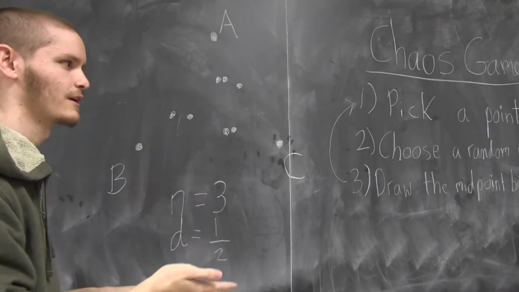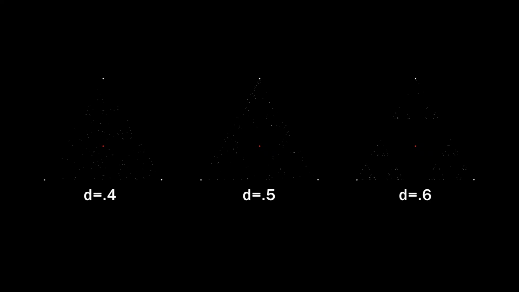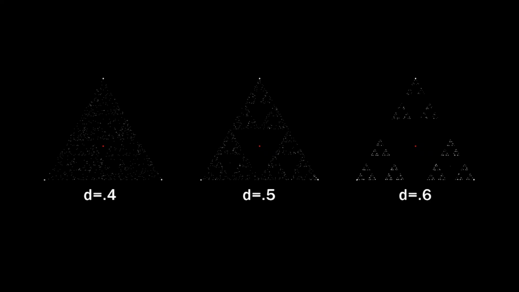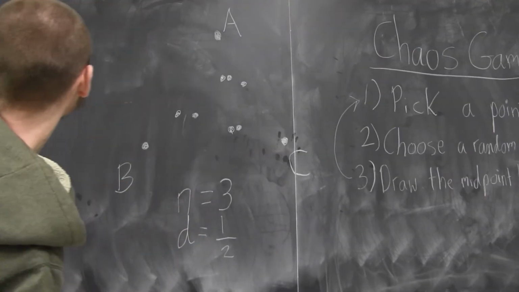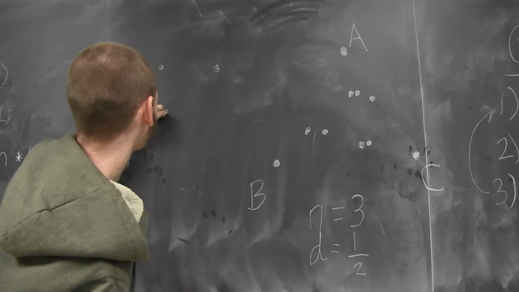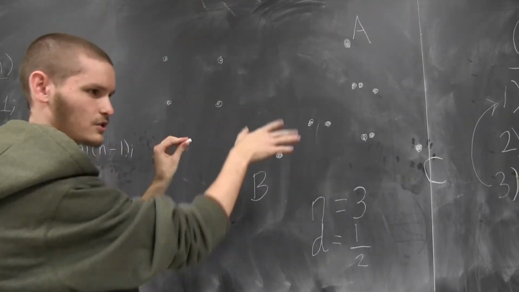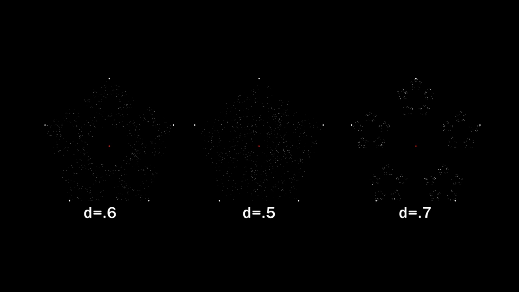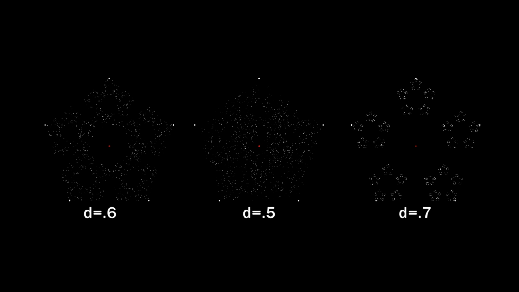But even though that's how I defined the chaos game, you can say, okay, I'm going to hop a third of the distance, a fourth of the distance. Or you can say n equals 4. So you use the same kind of idea, but instead of a triangle, we have A, B, C, D. And you should be seeing some results of what different n and d values look like.